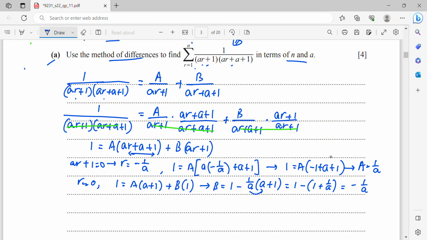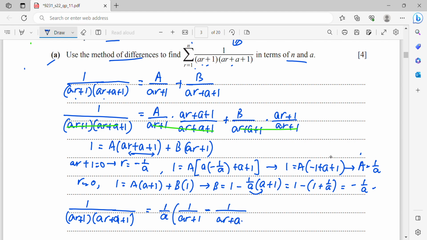Alright, so now I will rewrite my partial fractions. 1 over (ar plus 1) times (ar plus a plus 1) equals, since the capital A and the B have a common term, which is 1 over a, I can just factorize 1 over a from both of them. So it will be 1 over a times [1 over (ar plus 1)]. My B is negative 1 over a, so once I factorize 1 over a here, I will have minus 1 over (ar plus a plus 1). Okay, this is what I get from the partial fractions.